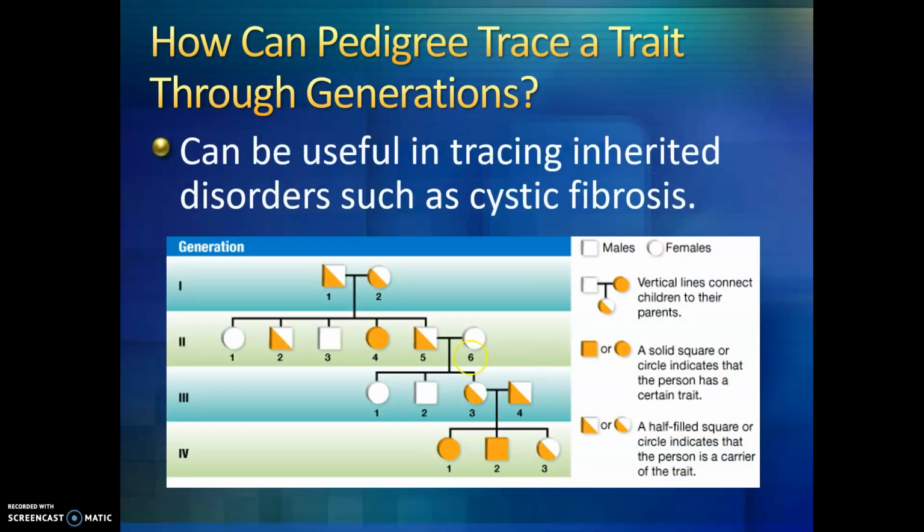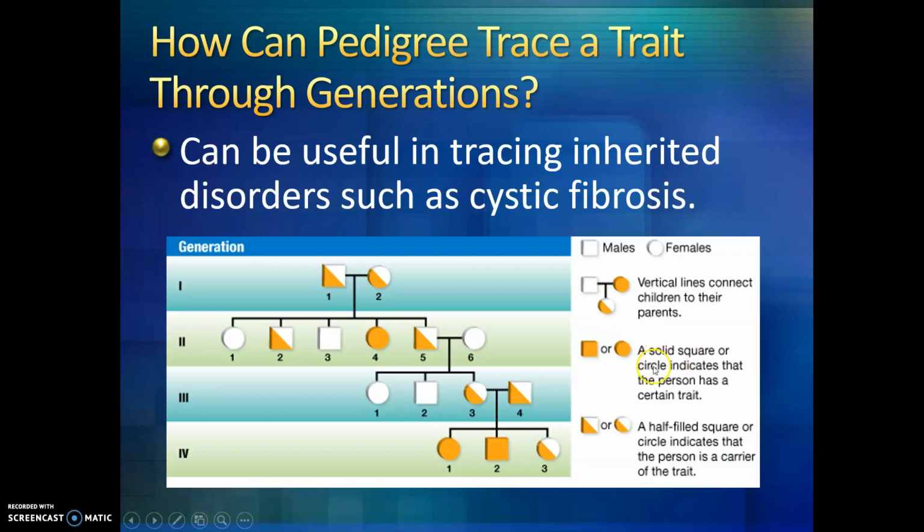How can a pedigree trace a trait through generations? Well, this can be useful in tracing inherited disorders such as cystic fibrosis. So let's look at this pedigree. Remember, a square is a male and a circle is a female, and they give you a key here. They also give you this key. Vertical lines connect children to their parents.